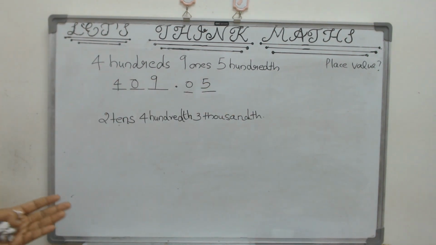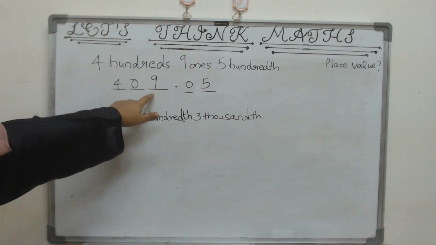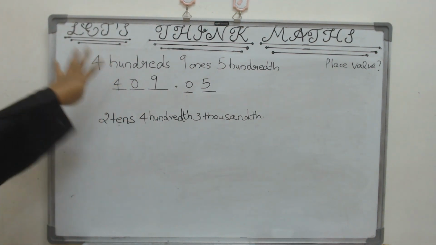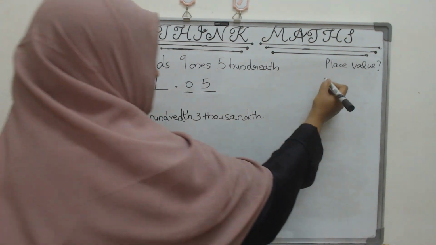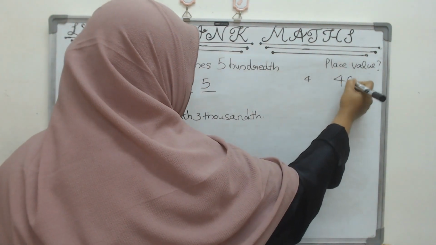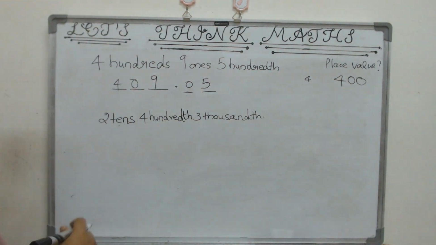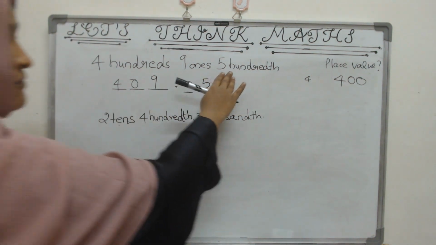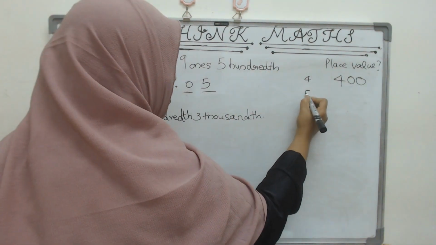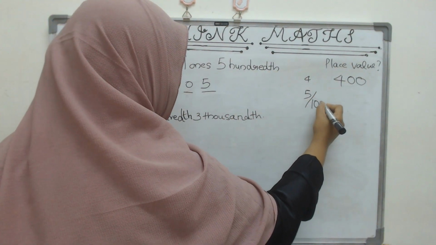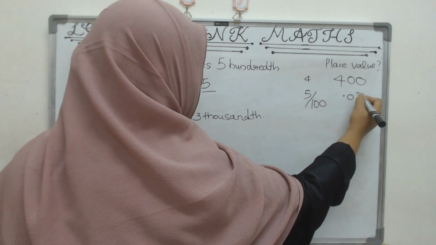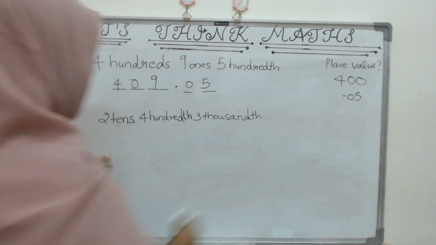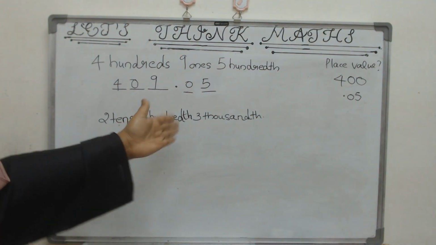For example, if I ask the question, what is the place value of say 4? What is the place value of the digit 4 in the number? Its place value will be 400. Now, what is the place value of the digit 5? What is it? It is 5 hundredth, which means what? 5 by 100, or in other words, 0.05 is its place value. Now look at this number. How does this number look like?